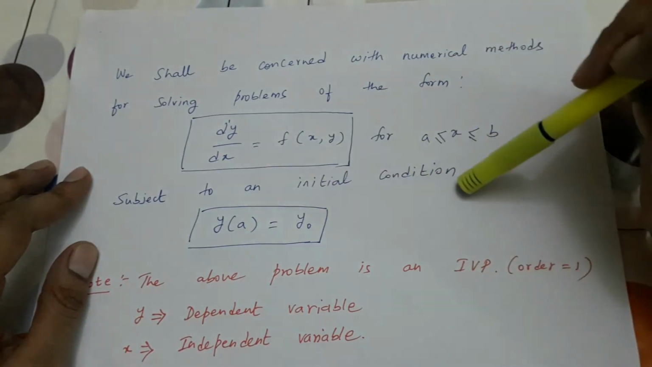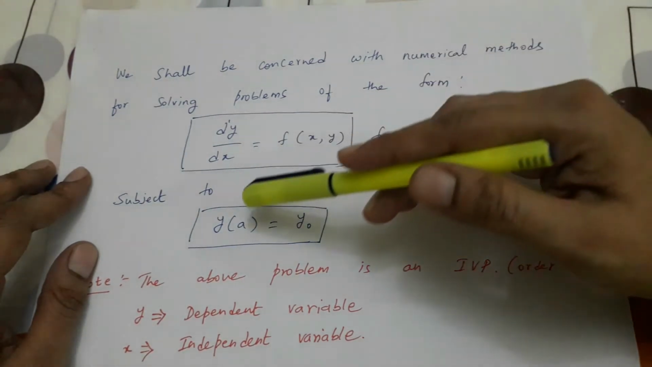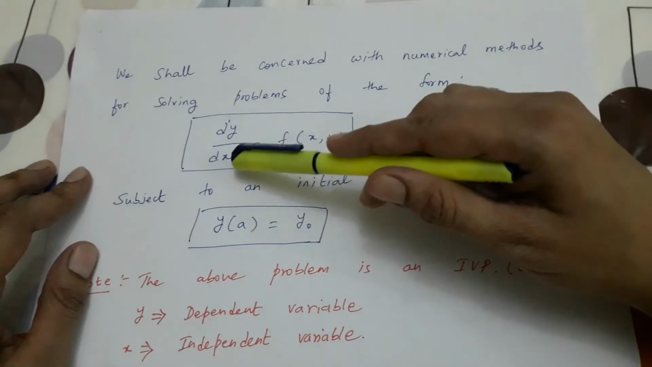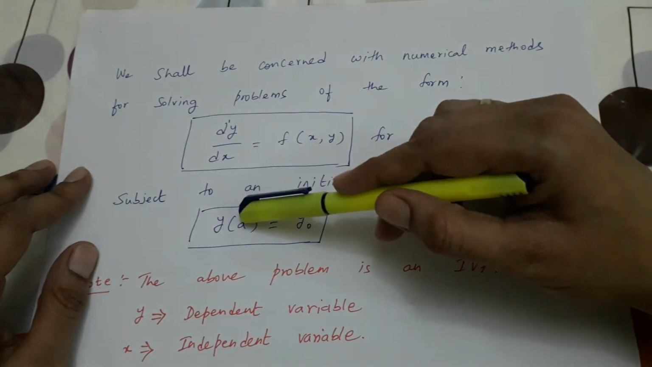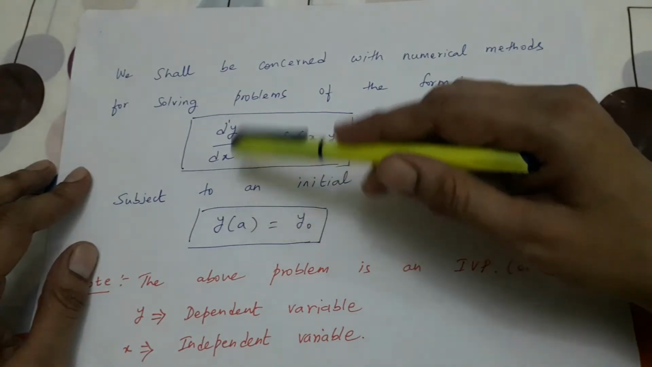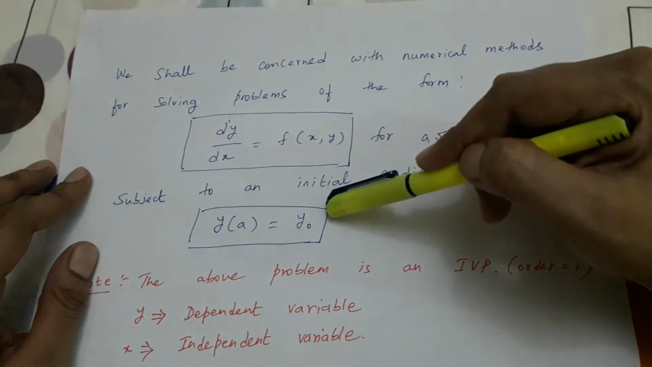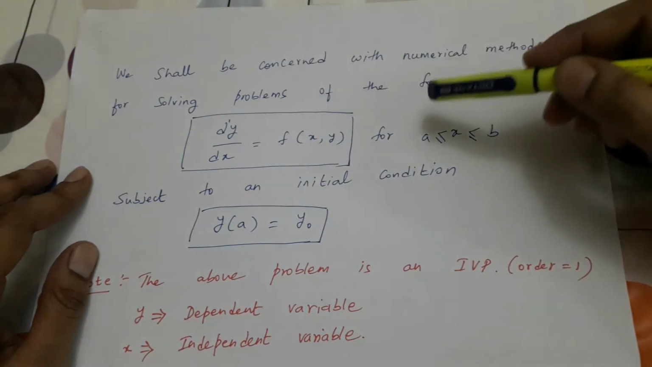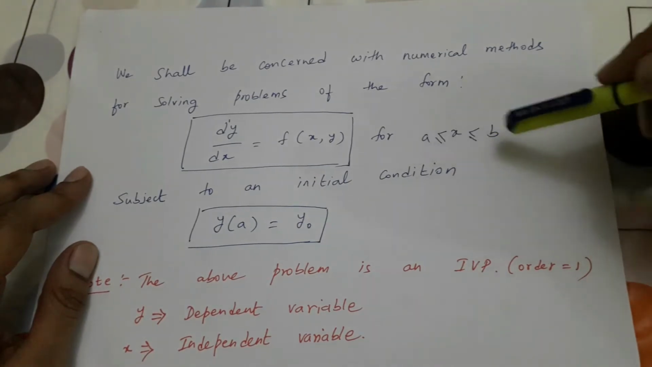When I say subject to an initial condition y of a is equal to y naught, it means when x is a, the value of y is y naught. And x lies between a and b.